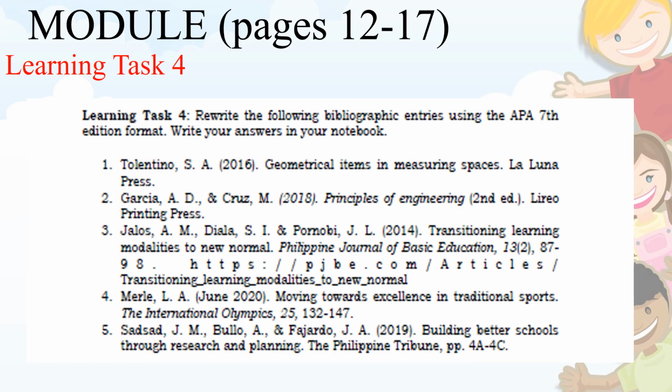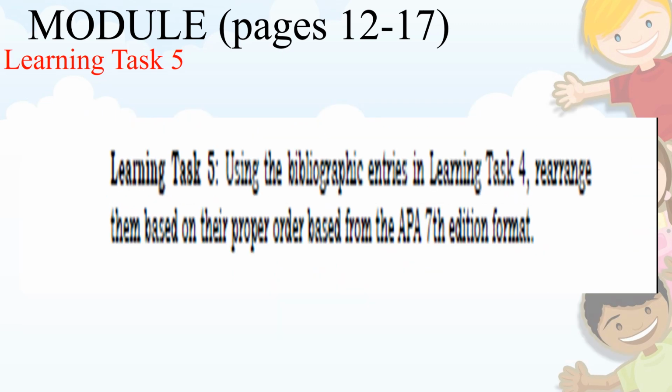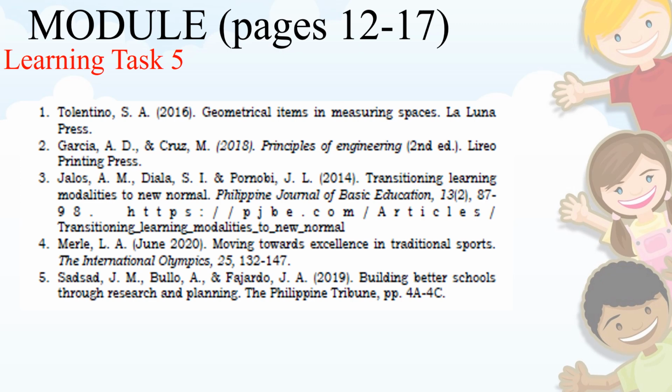For the Learning Task 4, it is expected that you already studied the lesson about conventions and citing sources. In this activity, you have to arrange the following entries into correct APA 7th edition format. For the Learning Task 5, you have to go back to your answers in the Learning Task 4. In this part of the activity, you have to arrange the entries alphabetically. Which entry should come first, second, third, and so on.